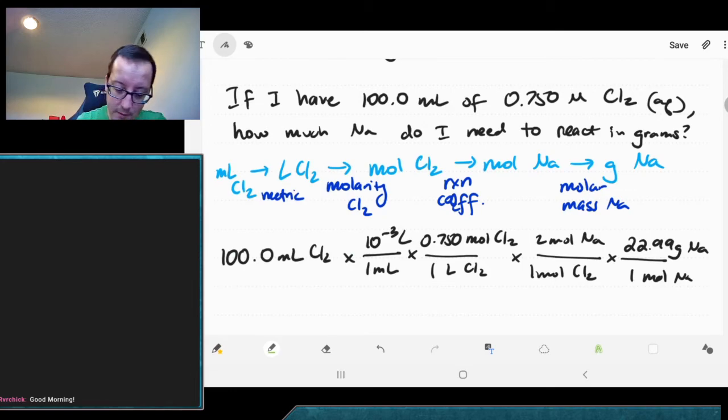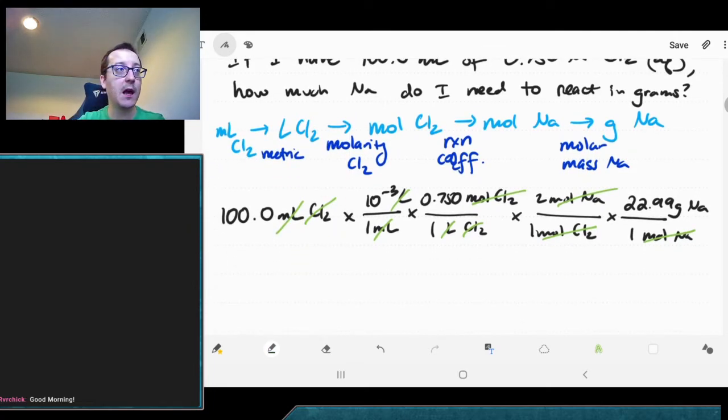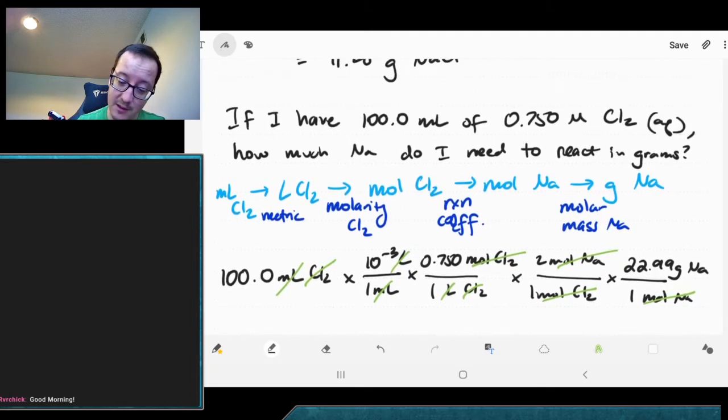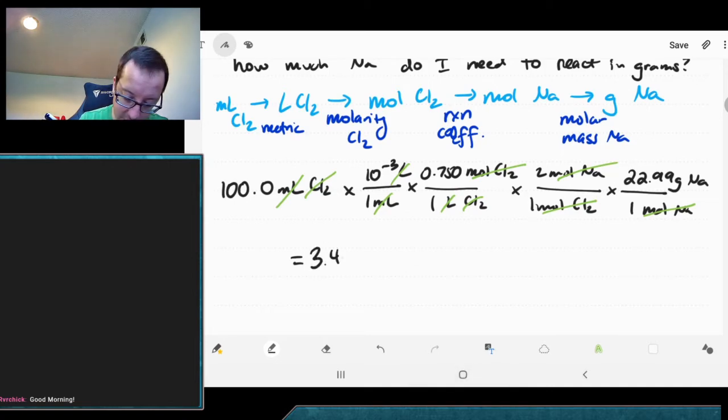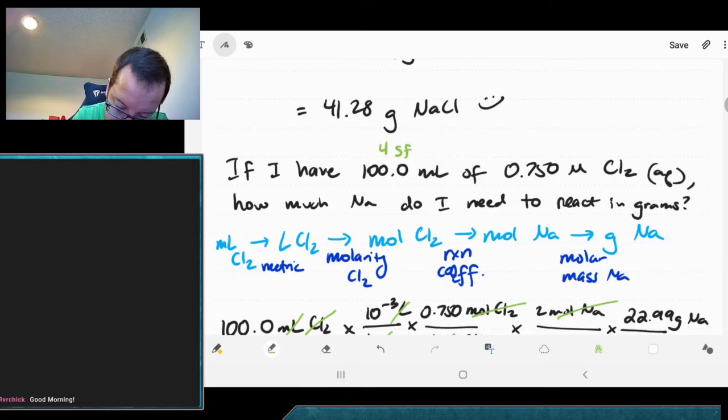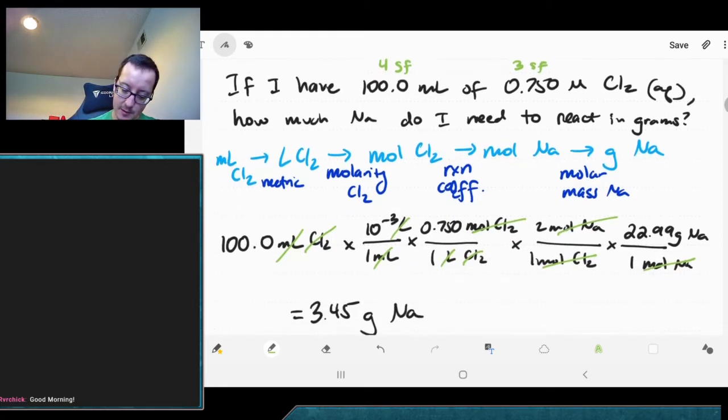So let's double check everything cancels out. We have milliliters canceling with milliliters, liters canceling. Now we can cancel our chlorine. We have moles of chlorine canceling with moles of chlorine, moles of sodium with moles of sodium. We are left with grams of sodium. That's what we want. And so now we can go ahead and plug it all in. So 0.1 times 0.750 times 2 times 22.99. It looks like overall we're going to have 3 sig figs here. So we're going to want 3.45 grams of sodium to react with this amount of chlorine. Just notice we have our sig figs there. Just don't forget those. Hooray!